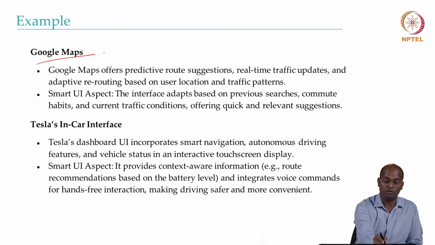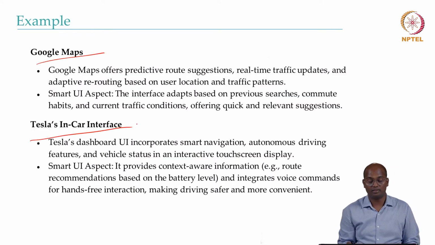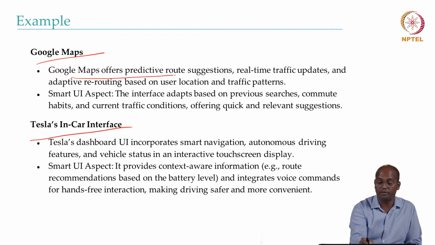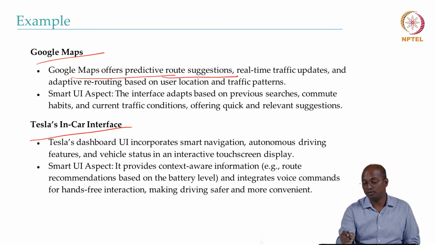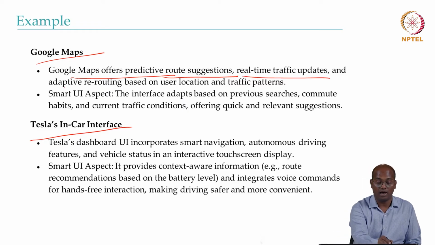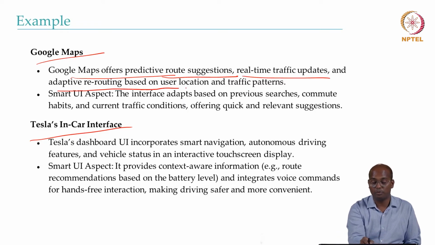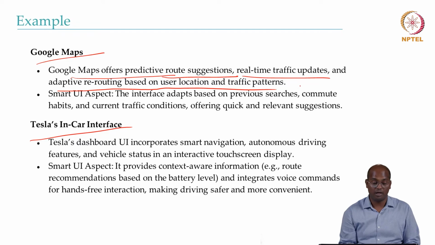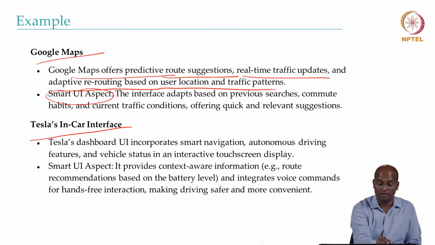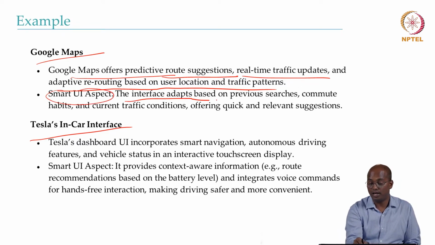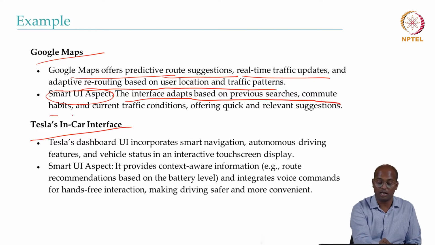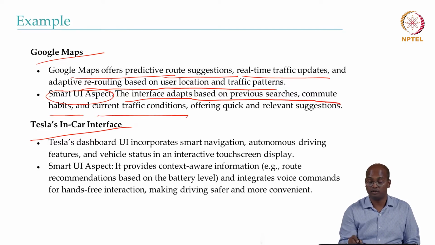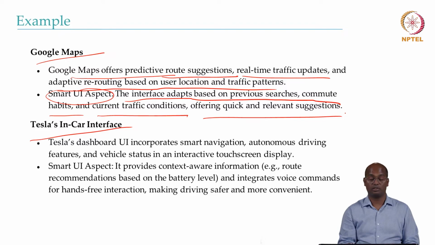You can visualize Google Maps, similarly Tesla's in-car interface. I leave this as an activity for you to explore what smart UI they have. For example, Google Maps offers predictive route suggestions, real-time traffic updates, and adaptive rerouting based on the user location and traffic patterns. The smart UI aspect is that the interface adapts based on previous searches, commute habits, and current traffic conditions, offering quick and relevant suggestions.